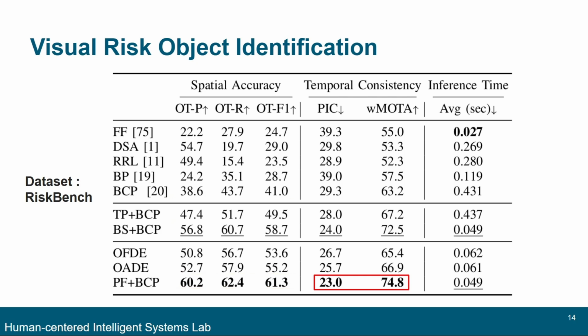In terms of temporal consistency, PF plus BCP shows an improvement in WM/OTA of 11.6% compared to BCP and 2.3% compared to BS plus BCP. The improvements in PIC further validate that the proposed method enhances both spatial accuracy and temporal consistency over existing models. Moreover, we demonstrate that employing BEV representations for causal inference significantly enhances inference speed, achieving an 88% improvement compared to BCP, which uses perspective images.